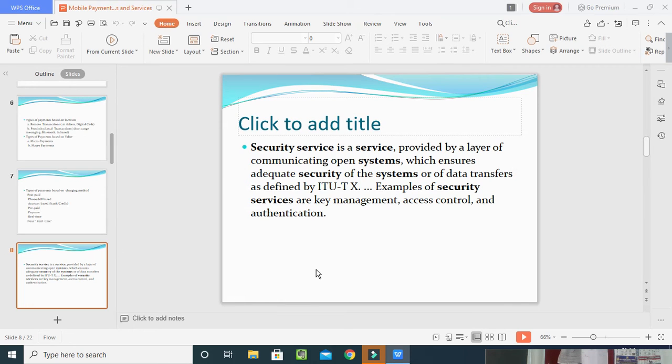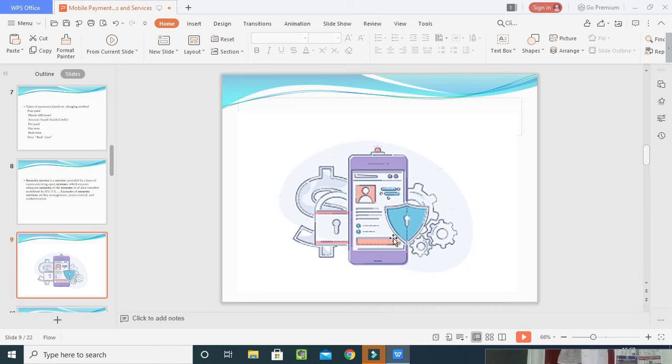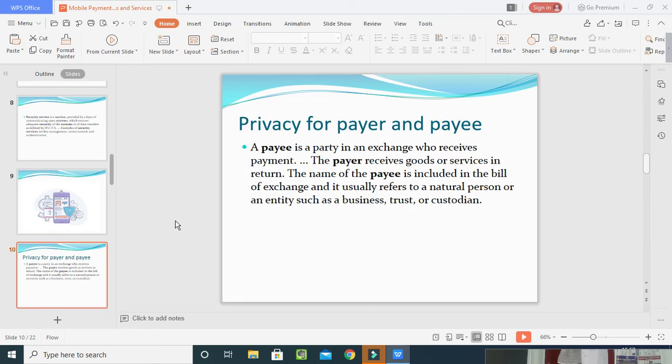What do we mean by security services? We have already done it. Once again, I want to remind you. It provides a layer of communicating open systems which ensures adequate security of the system or data transfer. Whatever the data or the system you want to open, there will be some adequate security that works like a layer between you and the payee. So by seeing this picture you can understand this is a locker and this is a transaction, either to go or not, either to pass or not, or either to access or not, unless you get the permission by the payer or payee.